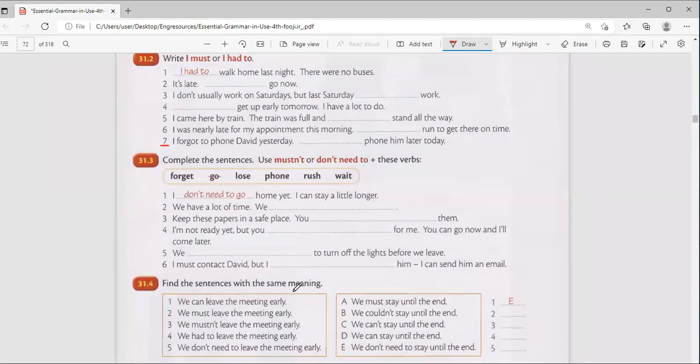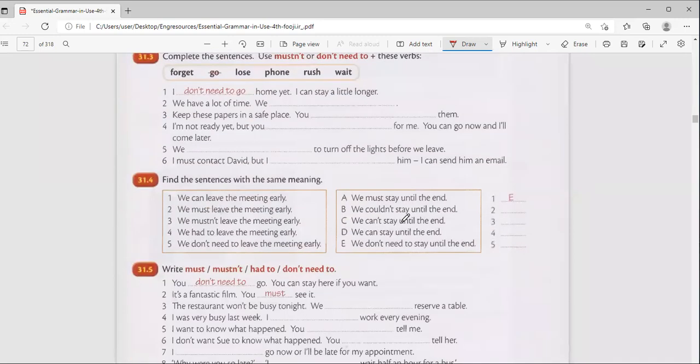No. I forgot to phone David yesterday. I must phone him later today. Yes, you see, today. It must be must. I must phone him later today.